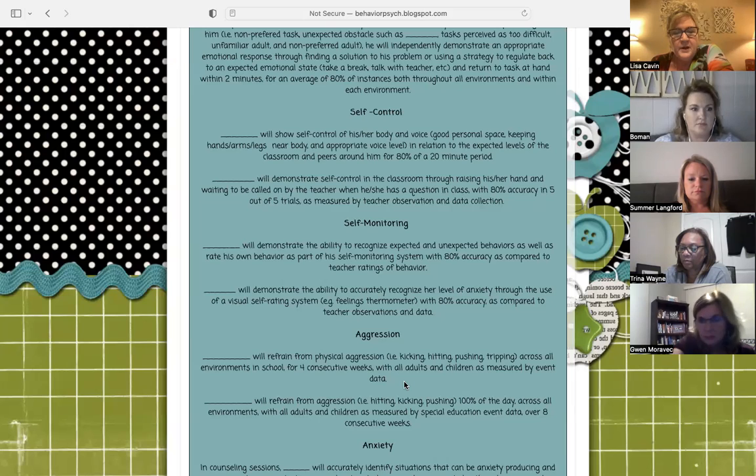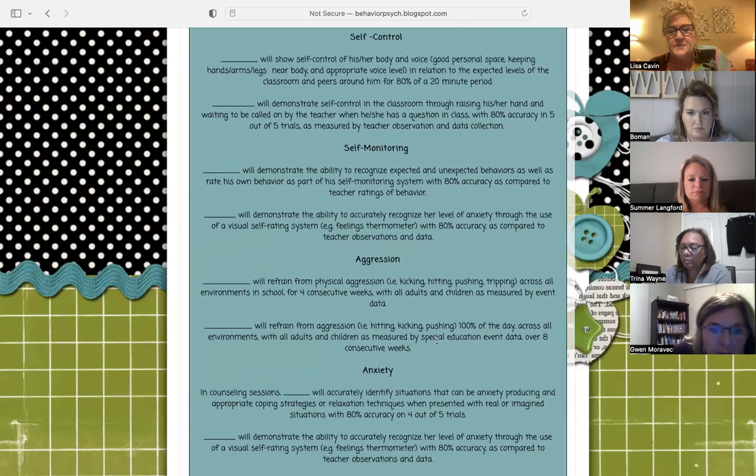Let's look at one more here under aggression. The student will refrain from physical aggression. And then there are several examples, specifically kicking, hitting, pushing, tripping across all environments in school. So this is a non-negotiable 100% for 4 consecutive weeks with all adults and children as measured by event data. So that's one of those that you either do it or you don't.